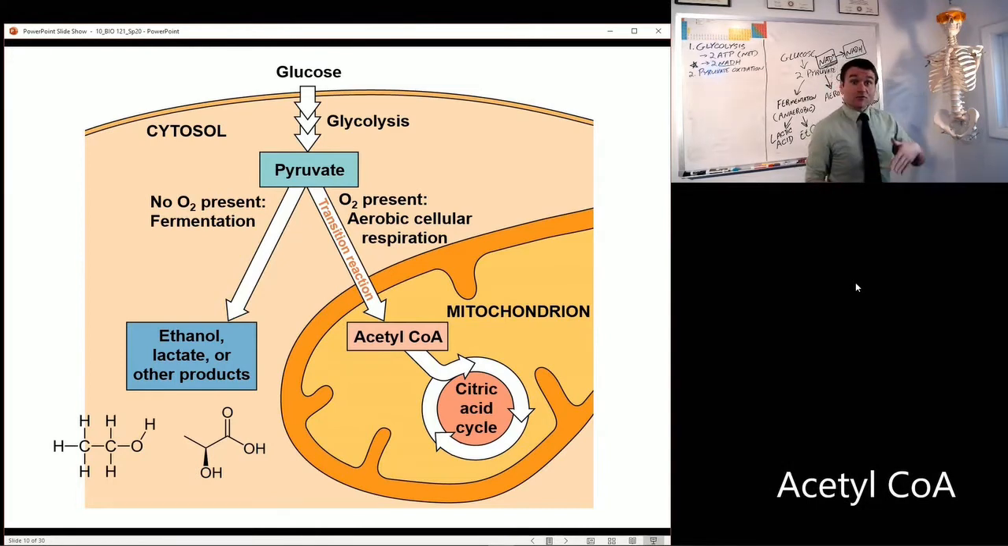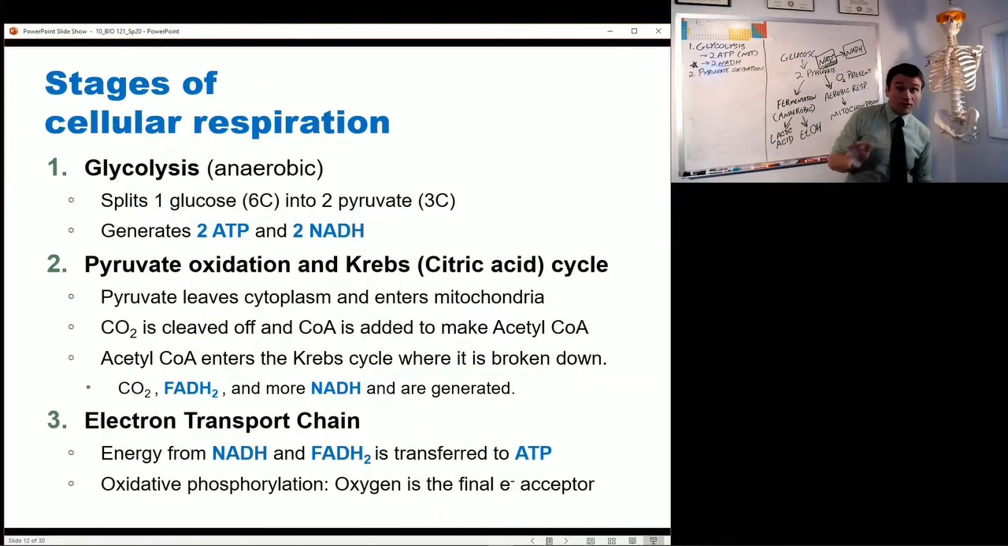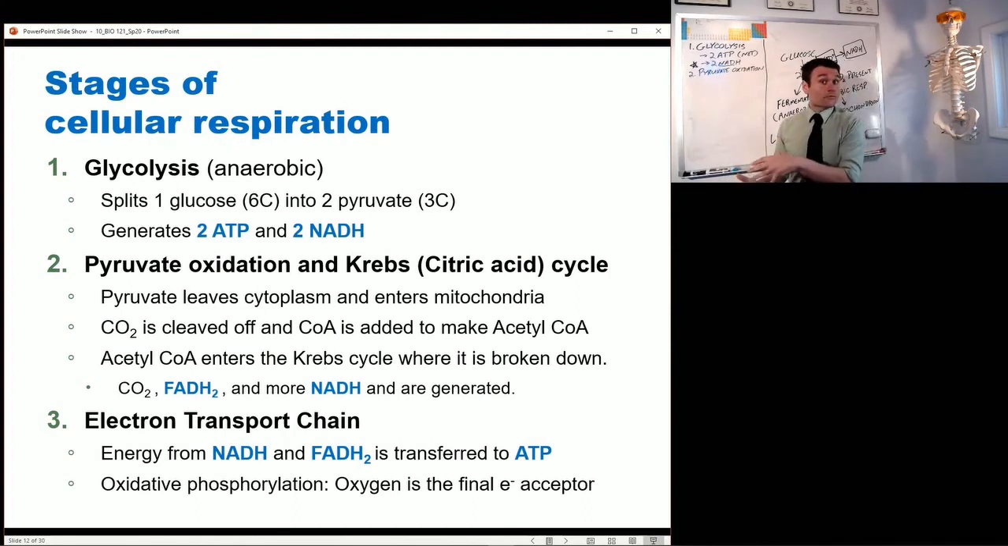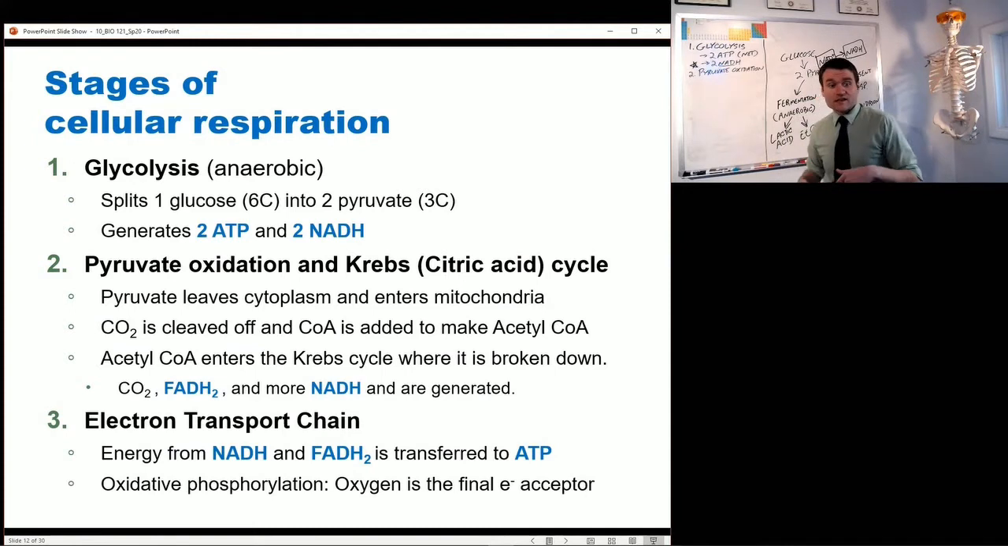Acetyl-CoA can then enter the next step of aerobic cellular respiration, which is the citric acid cycle or the Krebs cycle. In both cases, we start with glycolysis. Glycolysis is an anaerobic process, and it has to be completed before we can move forward with the aerobic respiration processes. Okay, so if oxygen is present, then we move from glycolysis over to what's called the transition reaction, or pyruvate oxidation is how I usually like to say it. The transition reaction occurs the moment pyruvate enters the mitochondrion.